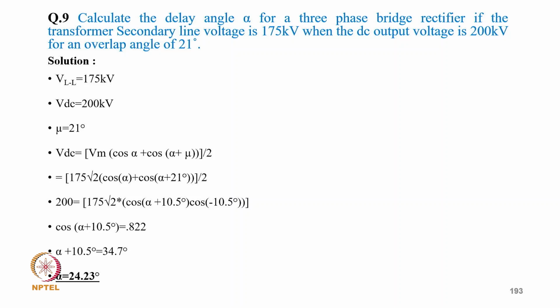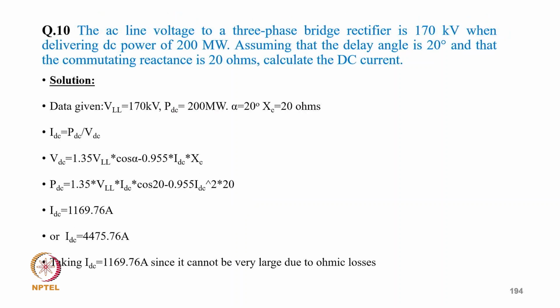Coming to example 9, calculate the delay angle alpha for a three-phase bridge converter with a transformer secondary of 175 kilovolt and DC output of 200 volt with an overlap angle of 25 degree. So with all data, VDC equal to Vm cos alpha plus cos mu by 2, so your alpha comes equal to 24.23.